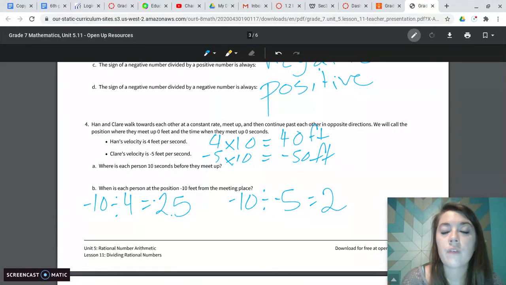So dividing and multiplication, when it comes to positives and negatives, it's the exact same sort of idea. 2 negatives make a positive, 2 positives make a positive, but 1 positive and 1 negative make a negative. So your keyword for this lesson is dividing. Dividing is your keyword for this lesson, okay?